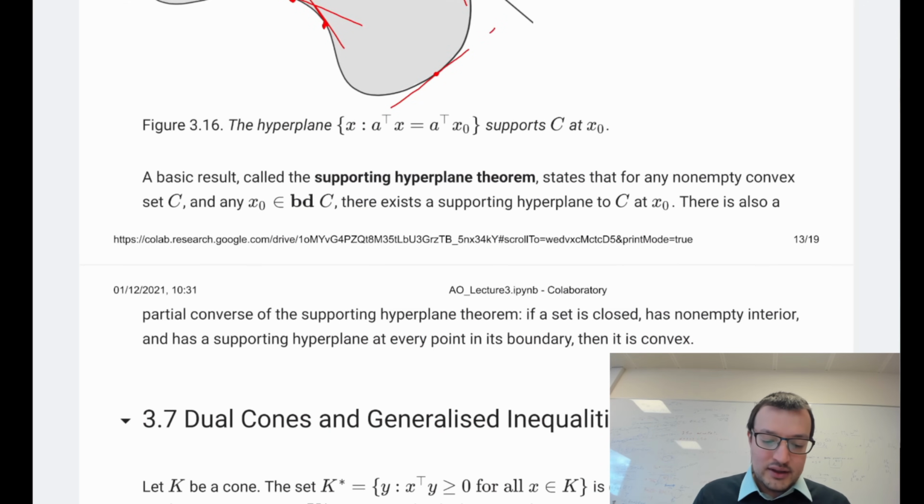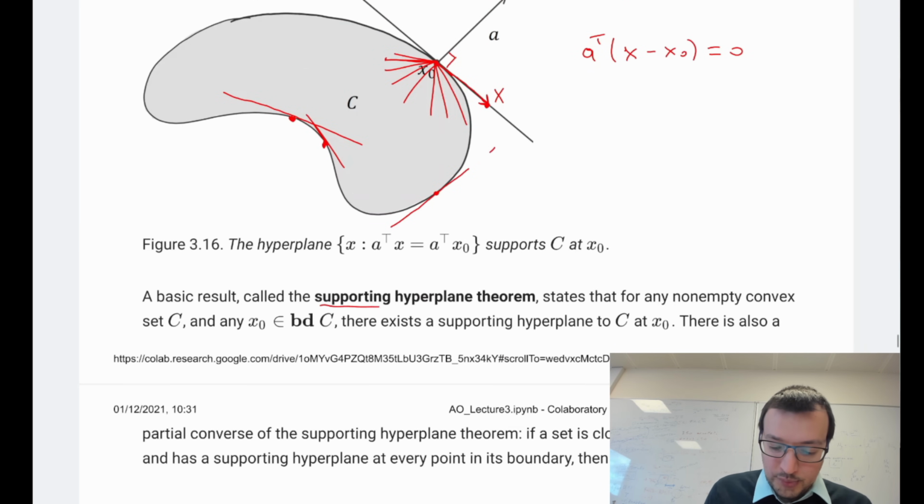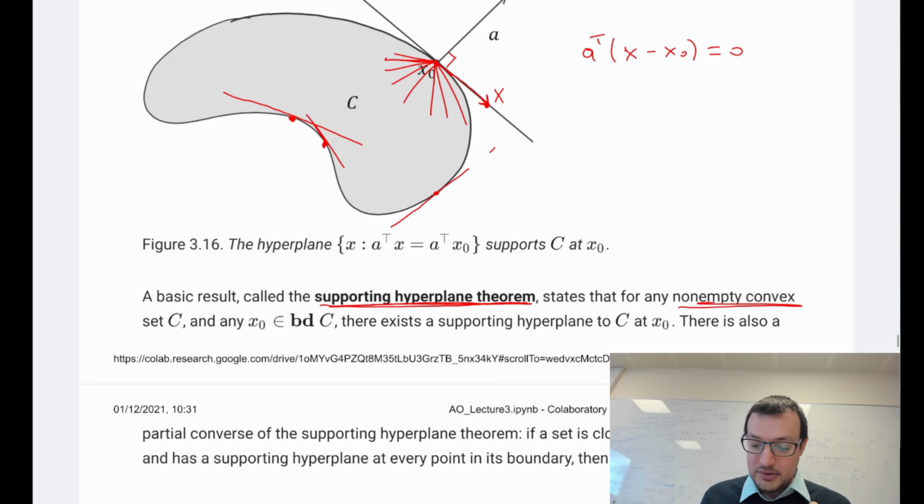So here, the point is that a basic result is the supporting hyperplane theorem, okay, which essentially says that if you have any non-empty convex set C, and you take any point x0 on the boundary, then there exists a supporting hyperplane to C at x0, okay? So that means essentially that if you have a convex set, you can construct a supporting hyperplane at any point of the boundary, okay? And this is nothing else than an application of the separating hyperplane theorem to the two sets C and the singleton x0 on the boundary, okay?